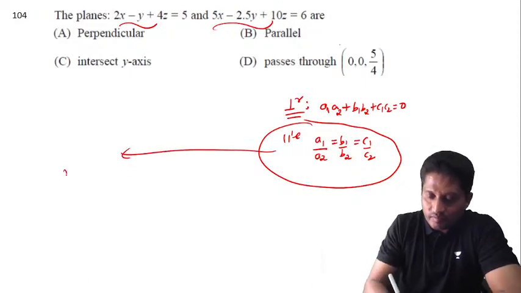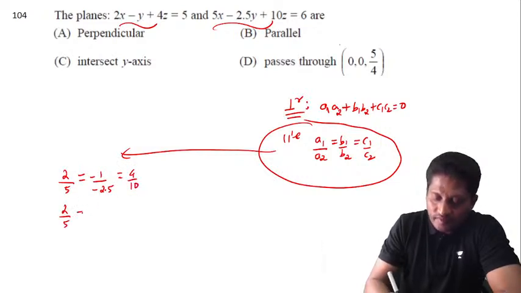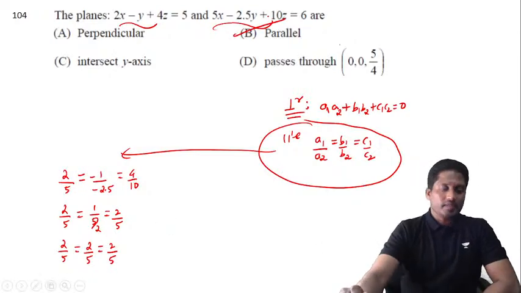a1 by a2 means 2 by 5, is equal to b1 by b2 means minus 1 by minus 2.5, which is 2 by 5, and c1 by c2 means 4 by 10, which is 2 by 5. So this is 2 by 5 is equal to 2 by 5 is equal to 2 by 5. So obviously they are parallel. Answer is option B.